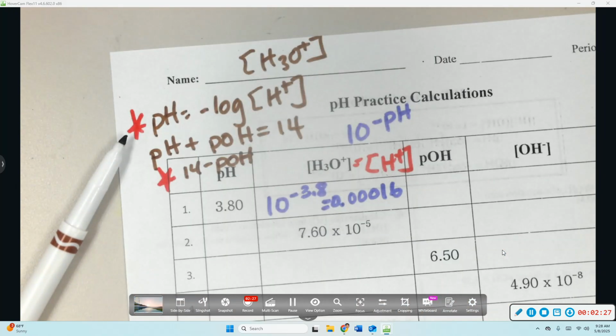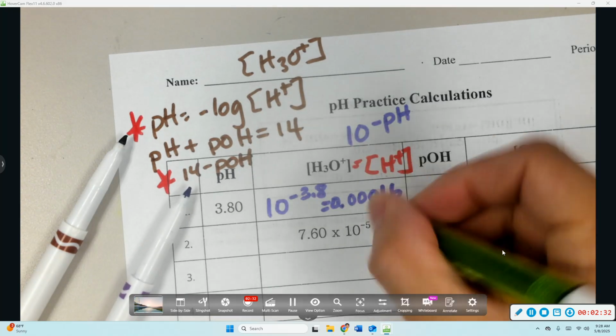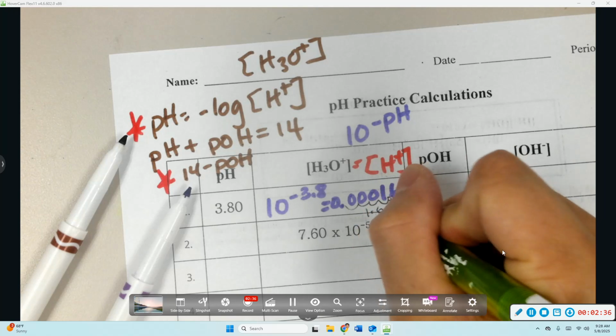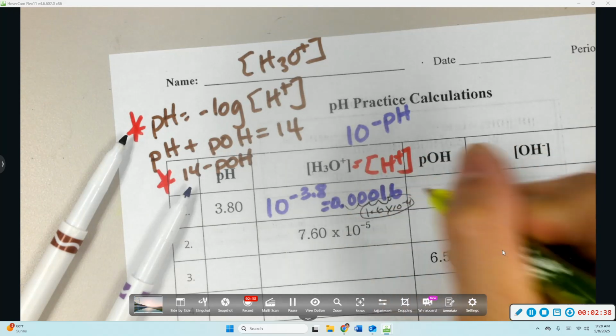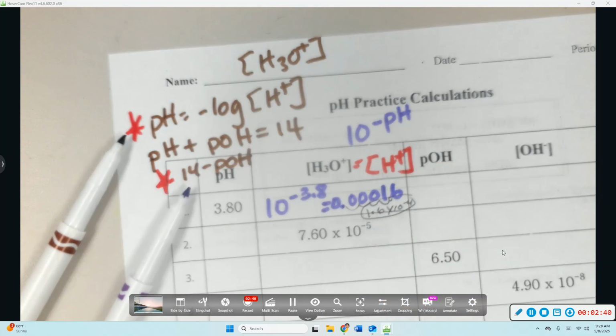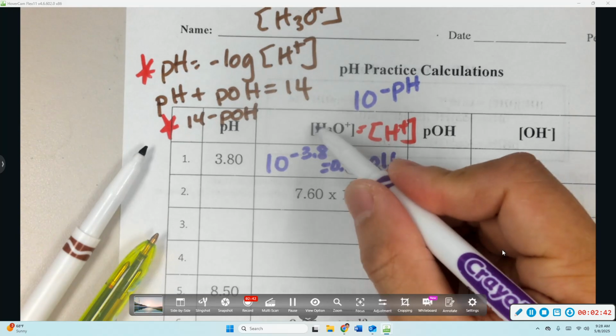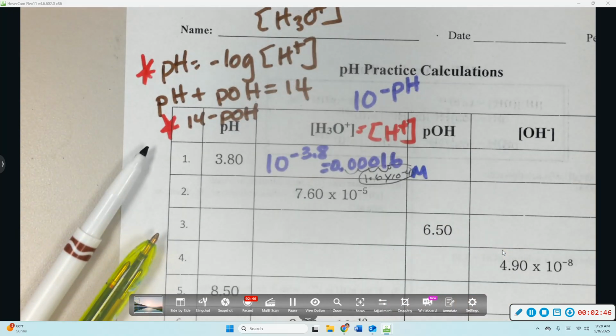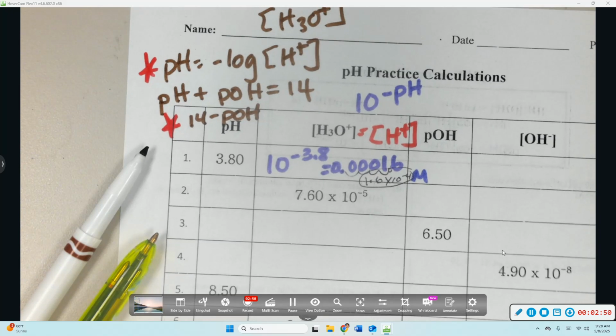As long as you know how to write scientific notation, that's great. You move it 1, 2, 3, 4, so it's 1.6 times 10 to the negative 4. That would be the scientific notation. And this is a concentration. The bracket means concentration. It's going to be capital M, molarity, molar, of hydrogen ions, or hydronium ions.